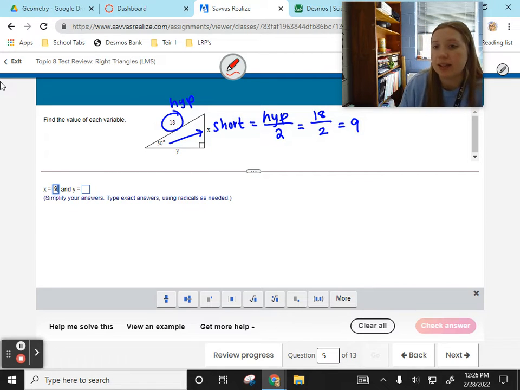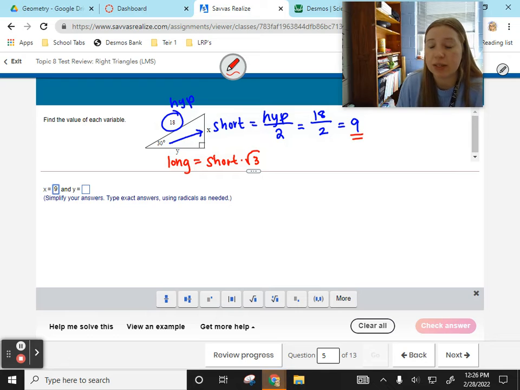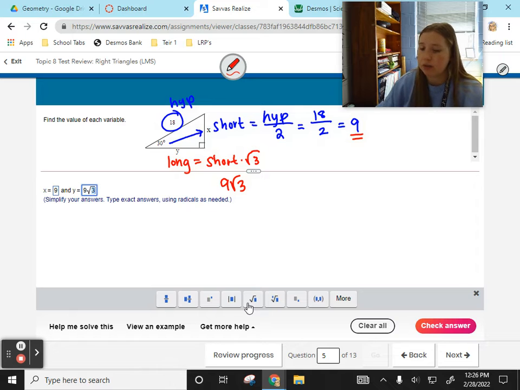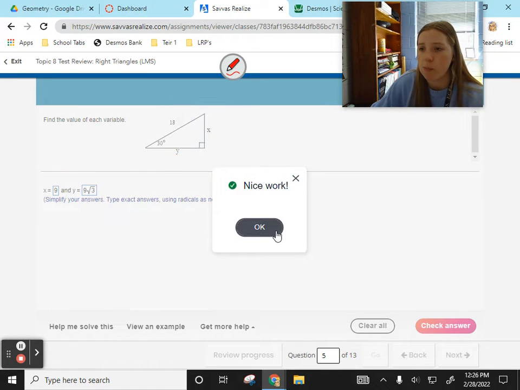Y is my long leg. And I know that my long leg is my short leg times radical 3. But now that I know that my short leg is 9, it's just 9 radical 3. And remember, we could type that into our calculator, but we're going to get a crazy decimal. So I'm going to leave this in radical form, 9 radical 3.